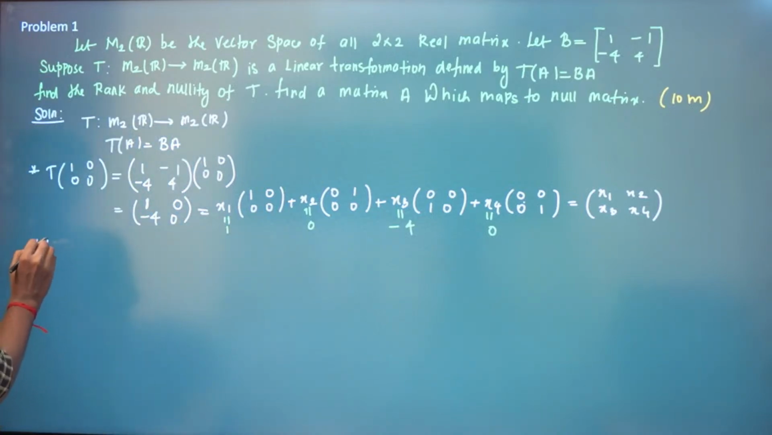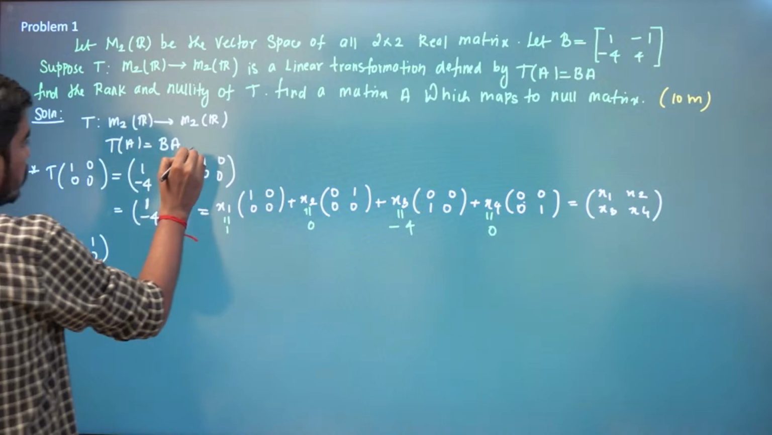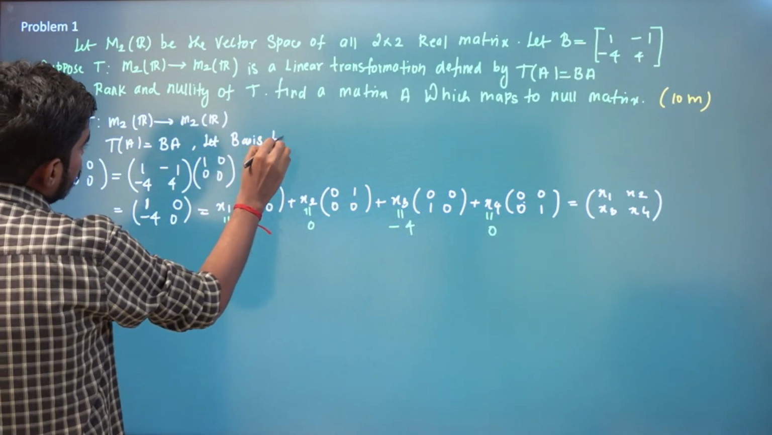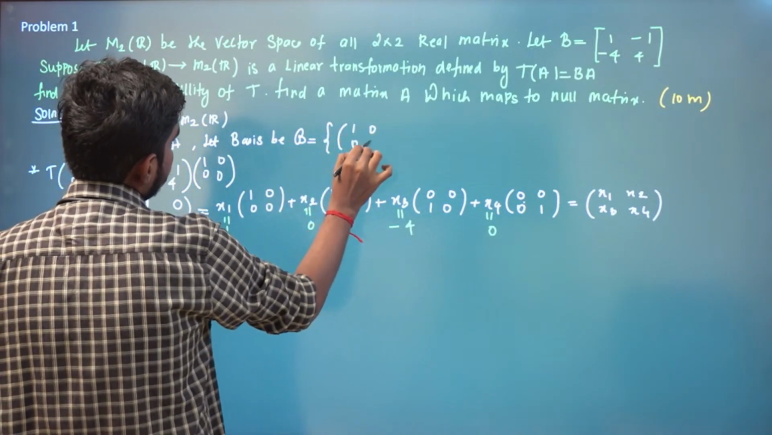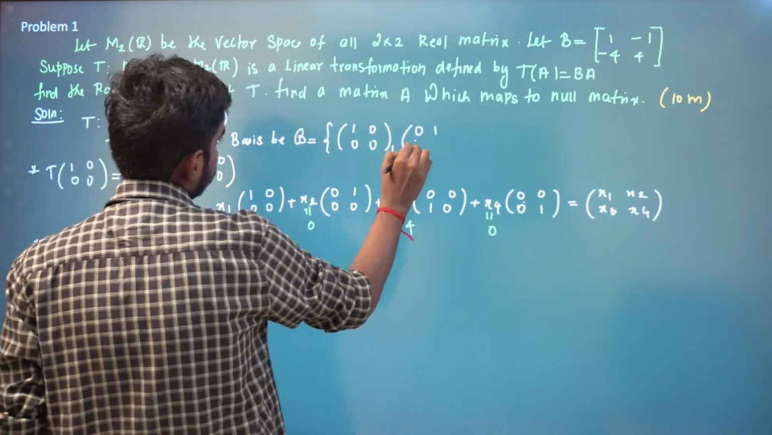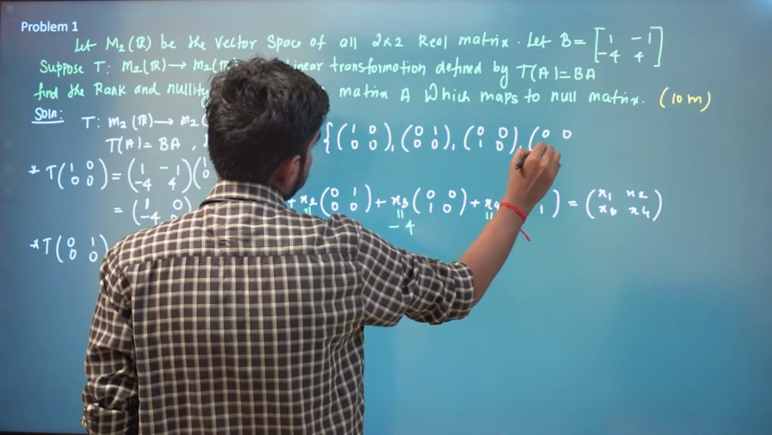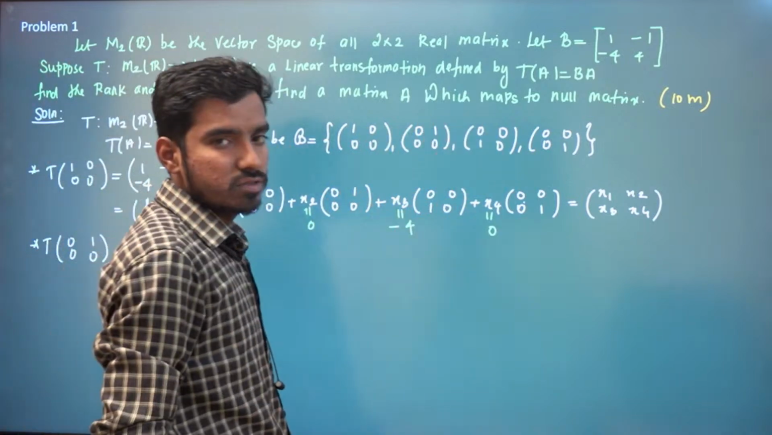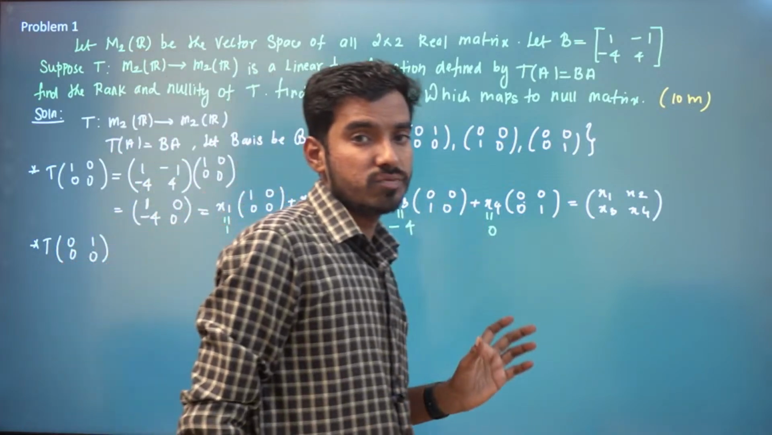Now we will find the matrix of T with respect to the standard basis, with the second vector 0 1 0 0. Let us take the standard basis. Now we will find the output vector for each element of the basis, and then express that output vector as a linear combination of the basis vectors.